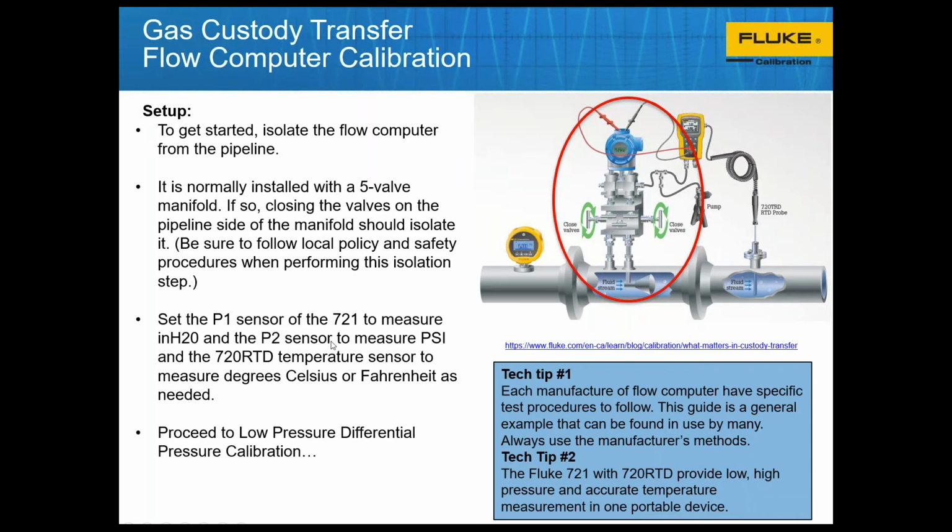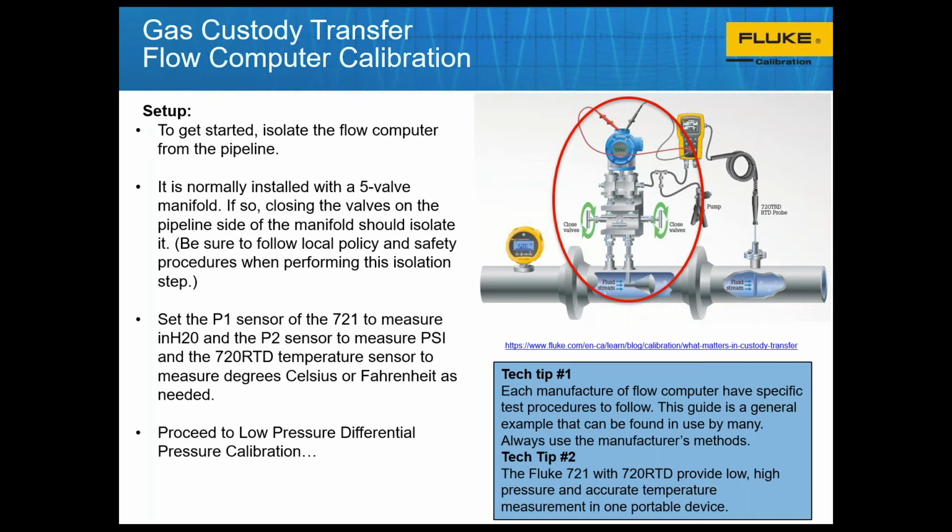What we do on a flow calibration is we need to measure a low pressure static value and a low pressure differential value. And the way we do that is you have a hand pump to generate the value into the computer, and we measure back what that value is and do a closed loop calibration on that part of it. Each manufacturer has a different specific set of test procedures, so I'm not going to dive into the procedure side of it too much. This is just a general example, and we always recommend you follow the manufacturer's methods.